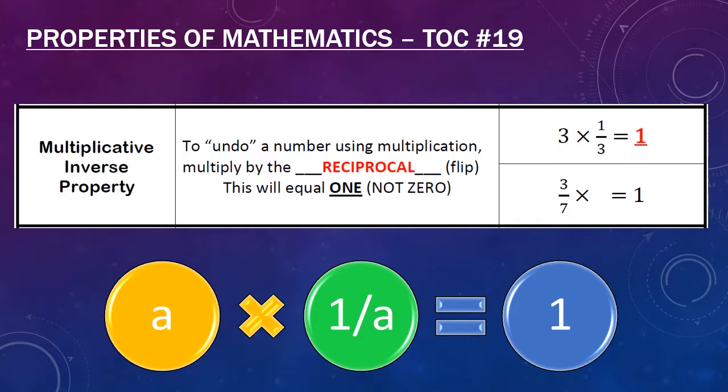What about 3/7? What's the inverse of 3/7? 7/3. We all did this when we divided fractions, so this is nothing new. It's just like dividing fractions. We're just taking it and multiplying it together to get 1 at the end. That's the multiplicative inverse.